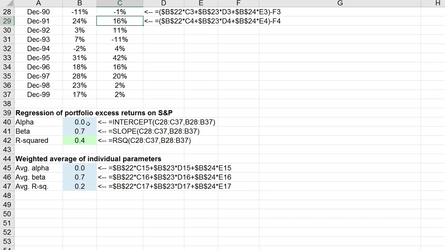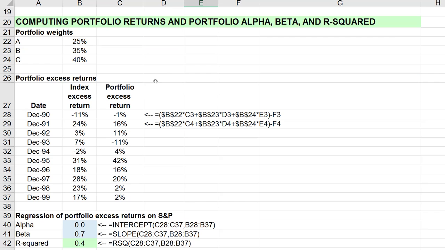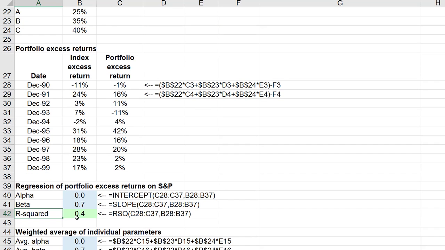Now we've got alpha, beta, and R squared. And these alpha, beta, and R squared are computed the same way we did it the first time, with the INTERCEPT function, SLOPE function, and RSQ function. As you can see, the R squared of each stock was 0.3, 0.2, and 0.2, but the R squared of the portfolio is 0.4, which is really good. You have eliminated some part of the risk by making a portfolio out of these 3 stocks.